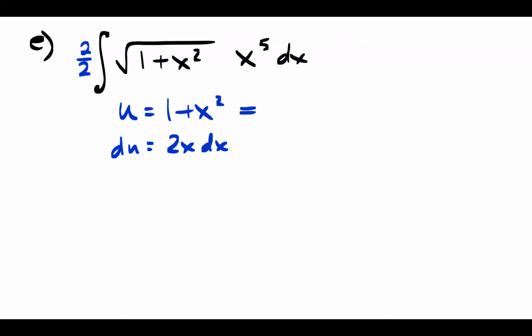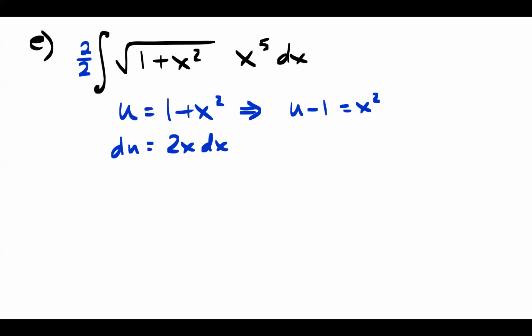I'm going to solve. Remember how I substituted for u? I'm going to solve it for x. What do I need to do? I'm going to subtract 1 from both sides. Is that right? u is equal to 1 plus x squared. If I subtract 1 right over here, will I be solved for x squared? Yes. u minus 1 is equal to x squared.